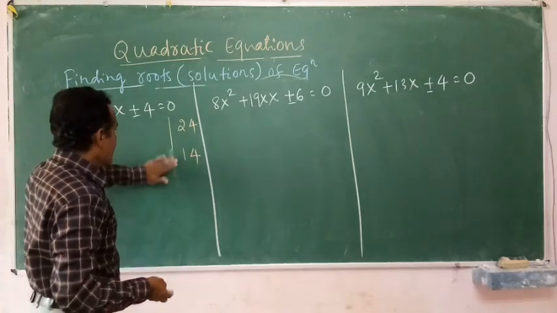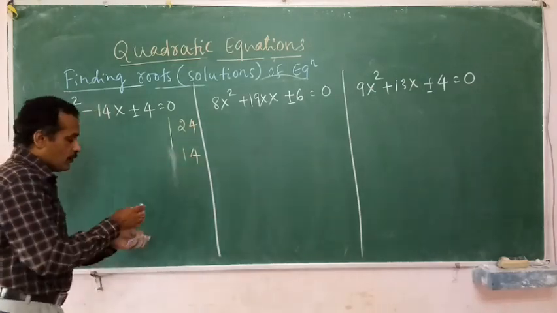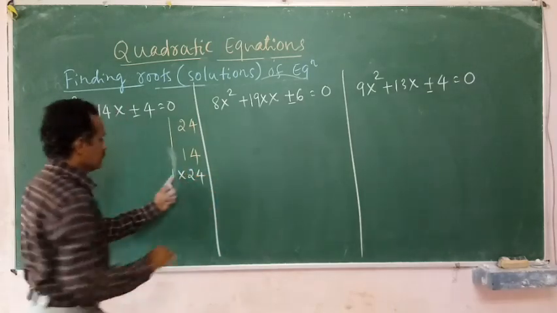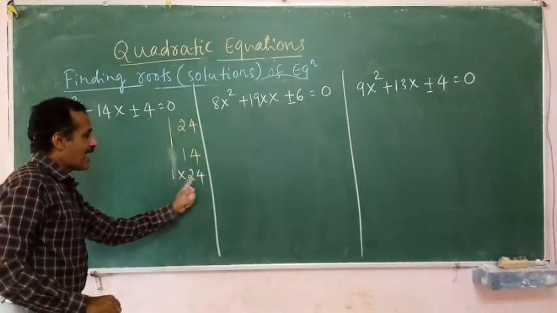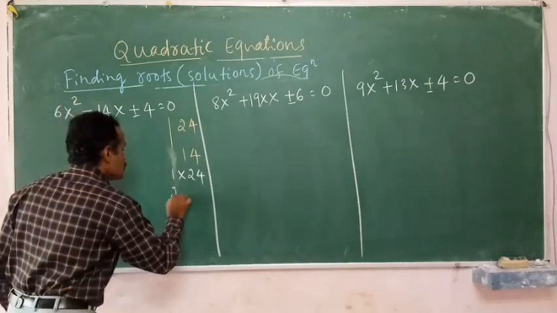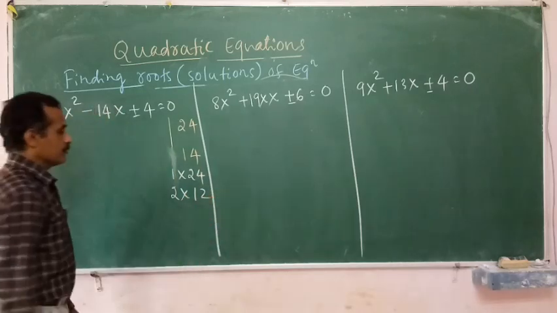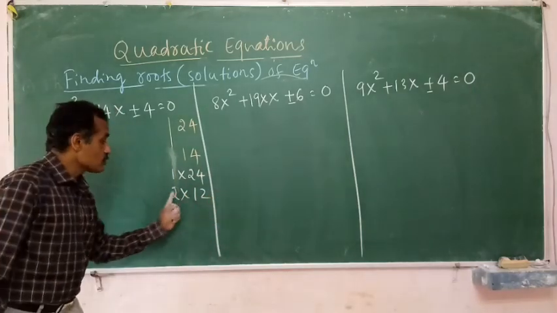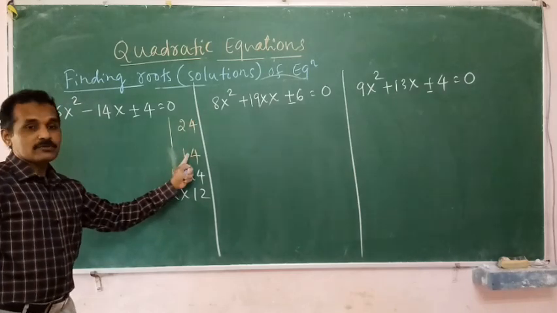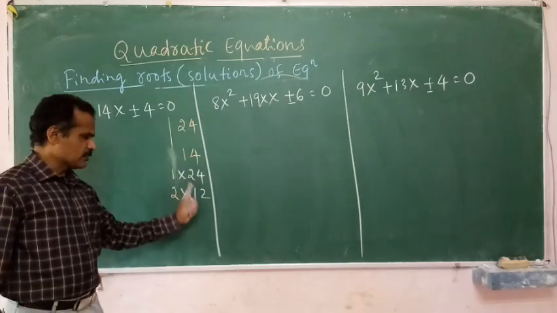How to start? Let me start from here. 24. How we can write 24? 1 24s are 24. Multiply it with 24, on adding it will be 25. But we want on adding 14. No. 2 12s are 24. Adding it will give 14. So middle terms are 2 and 12.